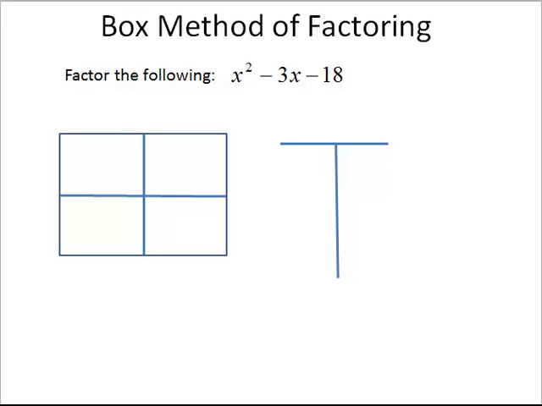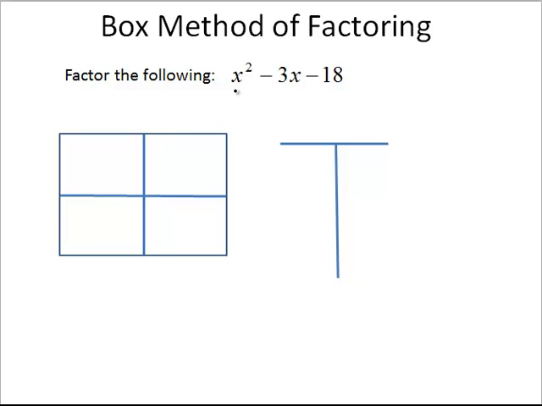We will be using the box method of factoring to factor the given polynomial. Before we do that, we always check to be sure that we cannot factor out a greatest common factor from the given polynomial. So we look here, x squared minus 3x minus 18. There's nothing that we can pull out in terms of a greatest common factor. So we'll go ahead and follow the method.